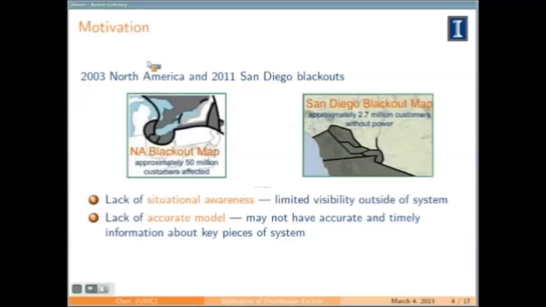So the motivation behind this work is really the recent blackouts that we've experienced in North America, which include most notably the 2003 North American and 2011 San Diego blackouts. In both cases, the postmortem investigations revealed that one, there was a lack of situational awareness in the system for the operators to make the most accurate decisions, because they had limited visibility outside of their control area. And two, that there was a lack of an accurate model. So again, operators weren't able to make the correct decisions because they couldn't operate on an inaccurate model.